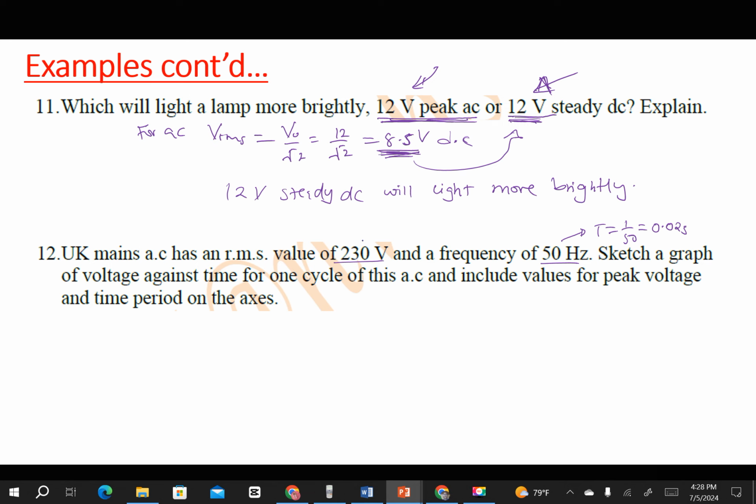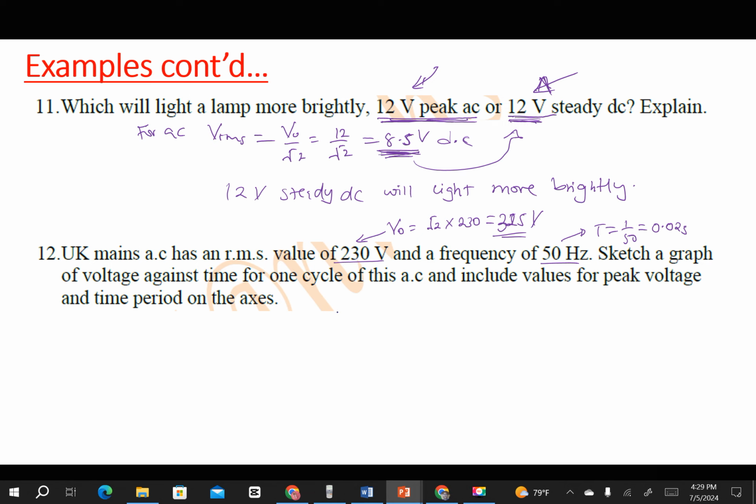Then we need to find the peak, because they gave us the root mean square value. The peak voltage is going to be equal to the square root of 2 times the root mean square value, which is 230. So root of 2 times 230 is approximately 325 volts. That is the peak. To sketch a graph, you must have the peak and the frequency.